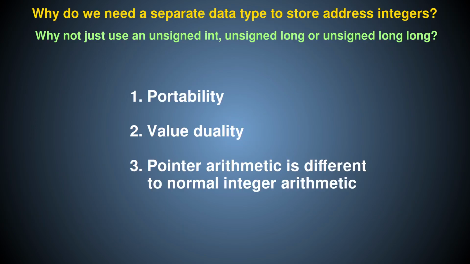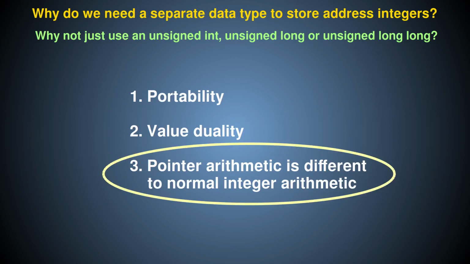The third reason why we need a separate data type for pointer variables is that arithmetic works differently with the integer address values stored in pointers compared to the standard integer data types. So the compiler needs to know it's dealing with a pointer so it can implement this pointer arithmetic. So what is this special arithmetic?